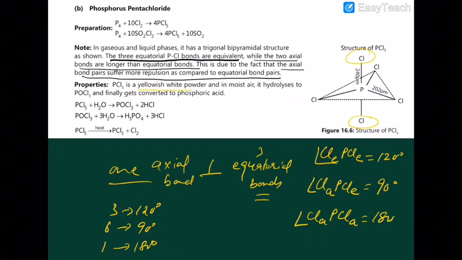Now PCl5 is a yellowish white powder, and in moist air it hydrolyzes to give you POCl3 and 2HCl, which further hydrolyzes to give you H3PO4 and HCl. So you can see that PCl3 on hydrolysis gives phosphorus acid, but in case of PCl5 you will get phosphoric acid. And one very interesting example is the decomposition of PCl5. PCl5 on heating will give you PCl3 and Cl2.